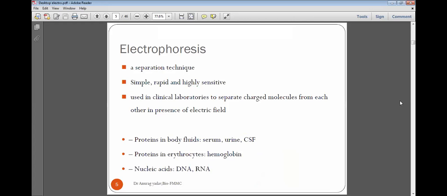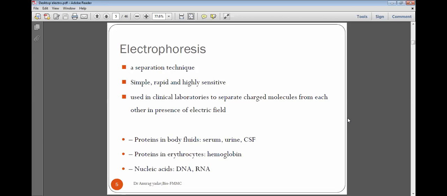So it is a separation technique. Very simple, very rapid, highly sensitive technique used mainly in chemical laboratories to separate out the charged molecules under the influence of an electric field. Especially, we can say proteins in the body fluids or serum, urine, CSF.